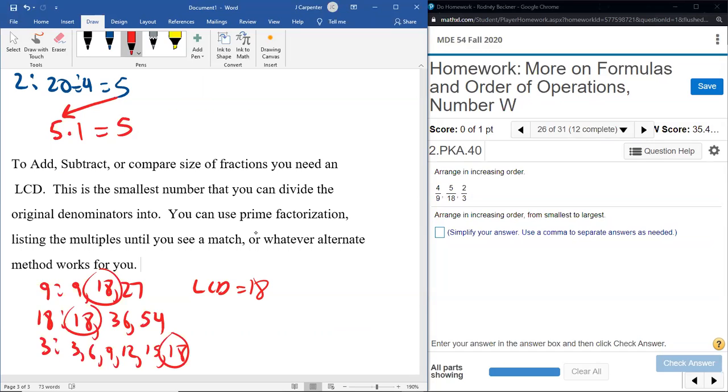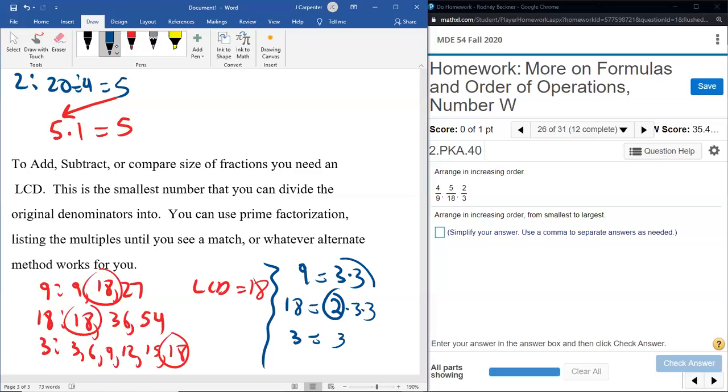In fact, I will show it. The 9 was 3 times 3. The 18 would be 2 times 3 times 3. And the 3 is just 3. Your LCD, you need all of the different unique factors, which are 2s and 3s, but you take the most out of the options. So you need a single 2 and a pair of 3s. Now I could circle this one, or I can circle this one, but not both. So our LCD is 2 times 3 times 3, which is 18.